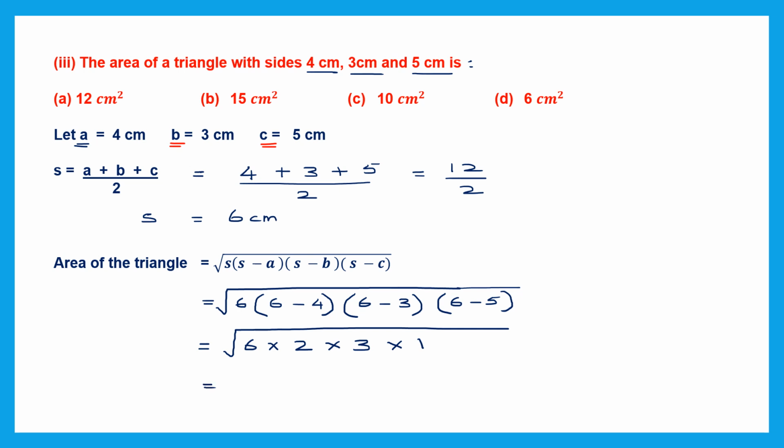Now let's just multiply all these. So when we multiply, 6 2s are 12. 12 3s are 36. 36 into 1 is still 36. So that is the square root of 36. So this is how we're going to find the area. Area is the square root of 36. And what is the square root of 36? 6, because 6 into 6 is 36. So area is equal to 6 centimeter square. So this is our answer, and this is option D. Option D, 6 centimeters square. This is our answer.